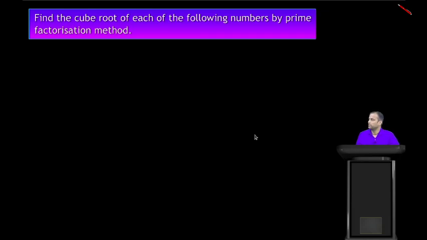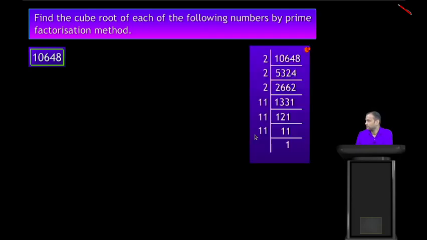Find the cube root of each of the following numbers by the prime factorization method. Okay, now there are some examples and you have to find the cube root by using the prime factorization method. Okay, so let's start. Yes, that was our first number which we got in our first cube. Okay, so we have to solve for this one.